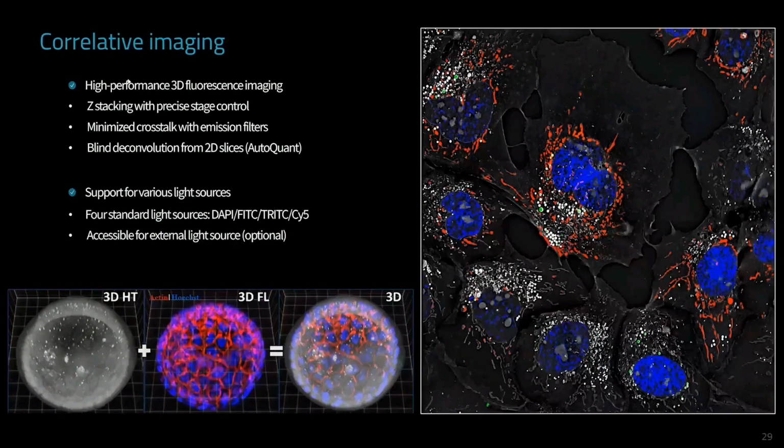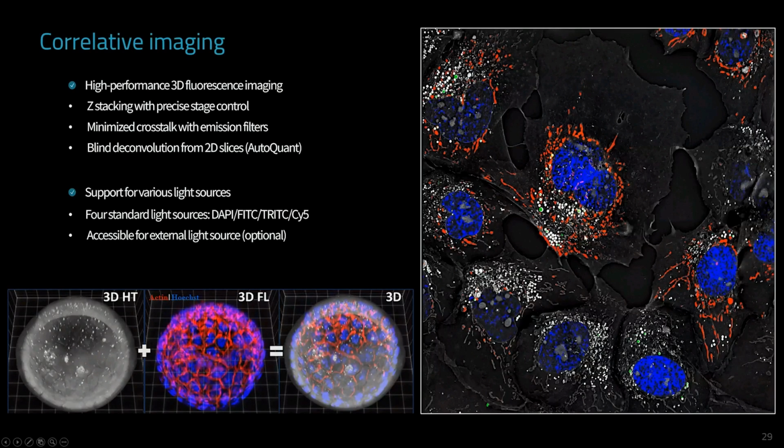Having talked about correlative imaging, we provide high performance 3D fluorescence imaging on top of the HT. For example, in this case, these are examples of organoids. The size of the organoids is about 100 to 150 micrometers here. You can measure the 3D images of the refractive index using HT. And if you prepare fluorescently labeled organoids, you can measure both 3D fluorescence as well as HT, and you can do correlative imaging.